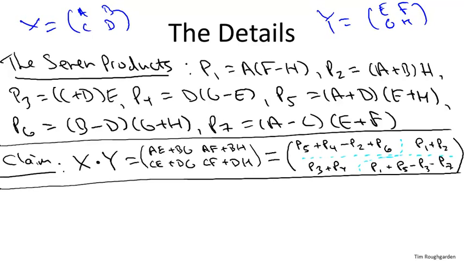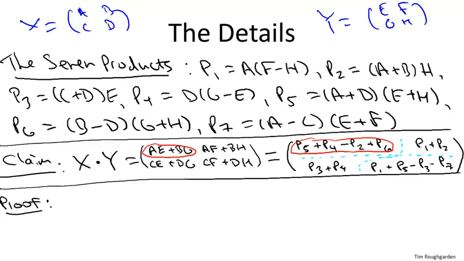That's actually easy to see. P3 plus P4 is CE plus DG. That's also easy to see. And then the other complicated one is that P1 plus P5 minus P3 minus P7 is exactly the same as CF plus DH. So all 4 of those hold. Just so you believe me, because I don't know why you would believe me unless I actually showed you some of this derivation, let's just look at the proof of one of the cases, the upper left corner.